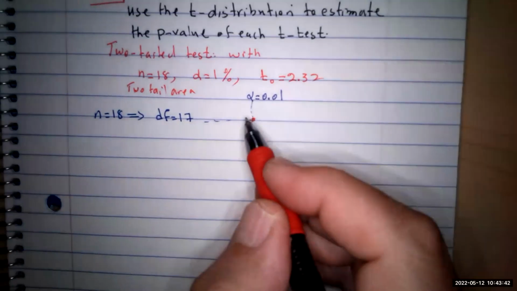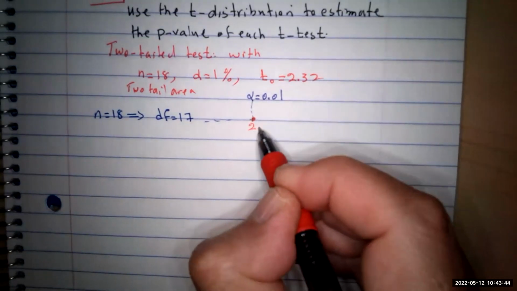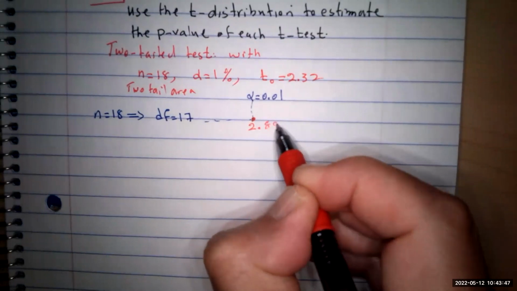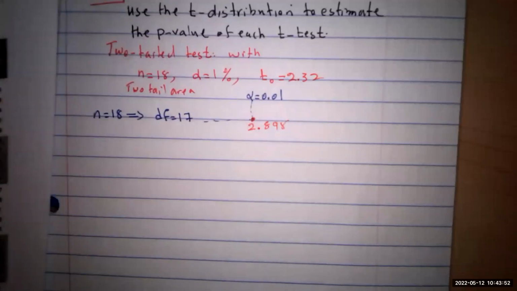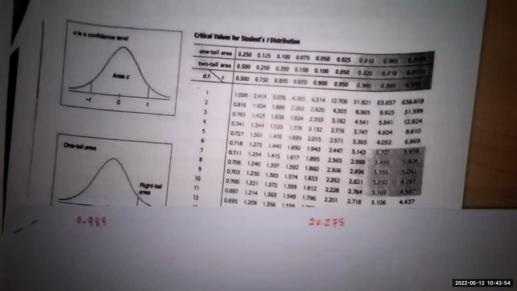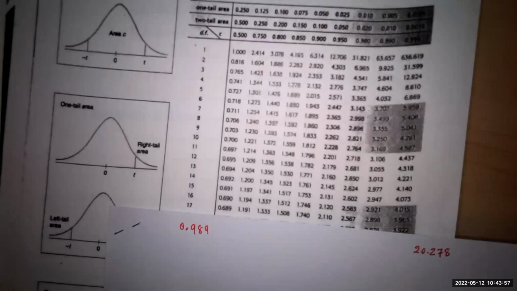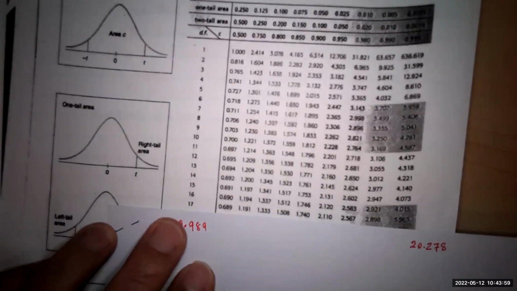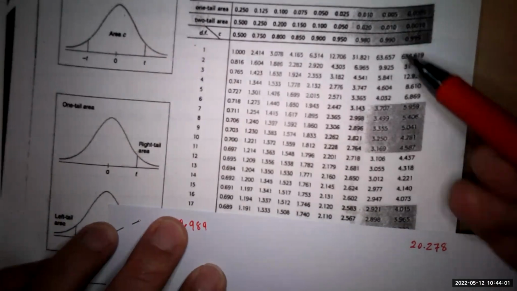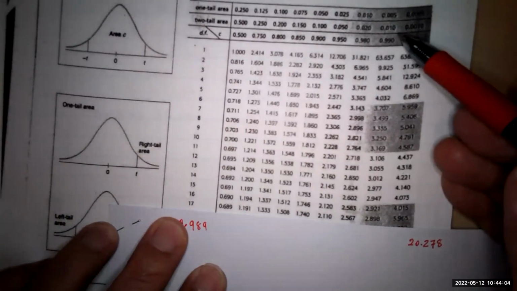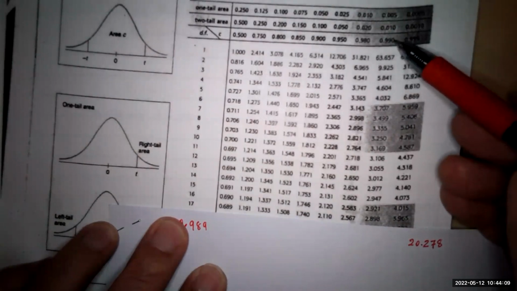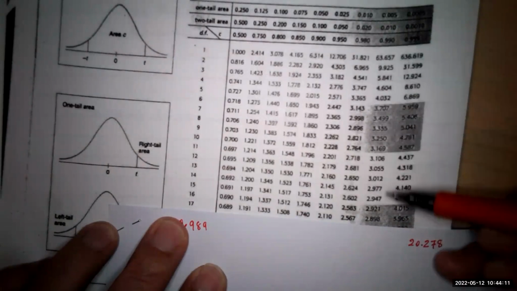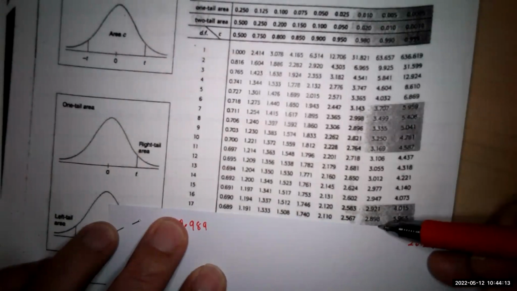If you check the number, the corresponding number is going to be 2.898. Okay, I can show you. This is df of 17. See, df of 17. Then you compare it with alpha equal to 1% in the two-tail area. If you compare it in the two-tail area with 17, this is going to be the case, 2.898. Okay, this is the number.